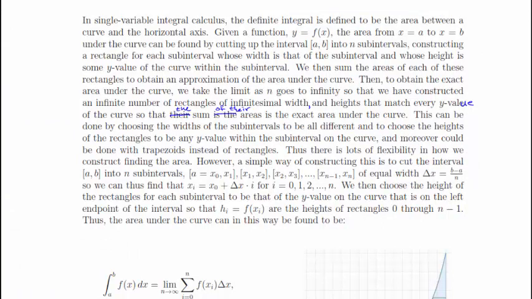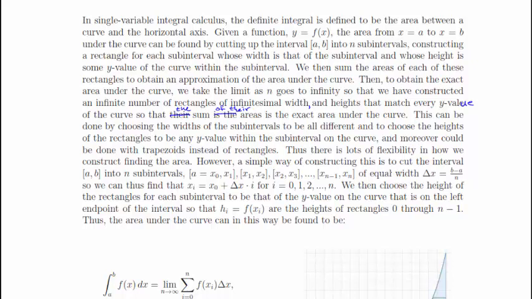So what I was saying, this can be done by choosing the widths of the subintervals to be all different, and to choose the heights of the rectangles to be any y value within the subinterval on the curve. And moreover, we could find our area with trapezoids instead of rectangles. So there's lots of flexibility in how we can construct these areas.